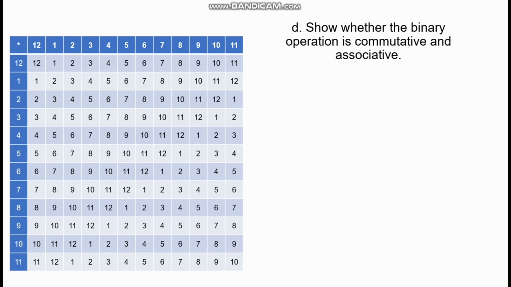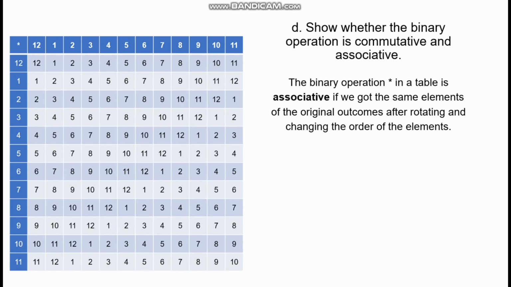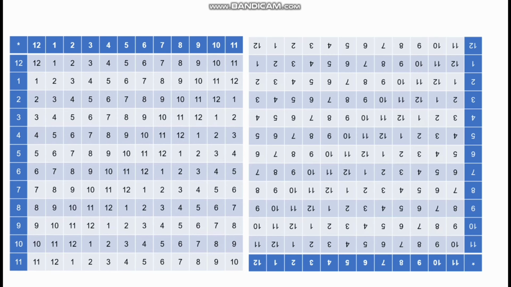Then lastly, for associativity, the binary operation star in a table is associative if we got the same elements of the original outcomes after rotating and changing the order of the elements. So, para mas maintindihan natin, let me show it to you. So, ayan siya. Ang ginawa ko, nirotate ko itong original table natin ng 180 degree. Then, since originally, yung operation natin is nandito sa outer left column and outer top row, ililipat lang natin sila. So, kahit ilipat natin, di naman maaapektuhan yung outcomes nila, kaya okay lang.